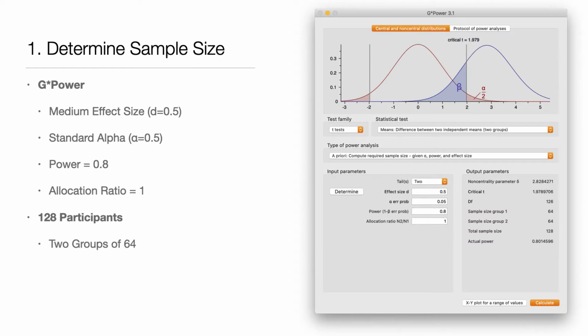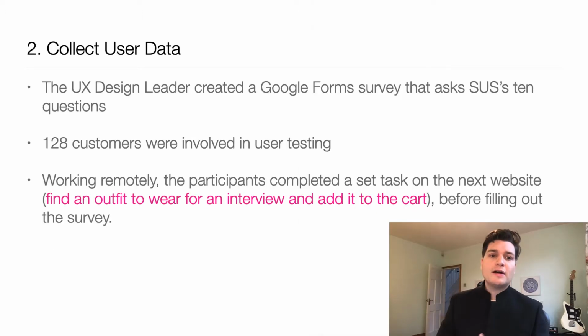So we download G*Power, and we know that we're looking for a medium effect size, a standard alpha of 0.05, a power of 0.8 as the minimum threshold, and I'm going to have the same number of people in both groups. And I'm going to have unique people in each group, so it's an independent t-test. We're going to have 128 participants in two groups of 64. If you haven't seen G*Power before, go back and look at my previous video about sample size and you'll be really clued in. Then you go and collect user data.